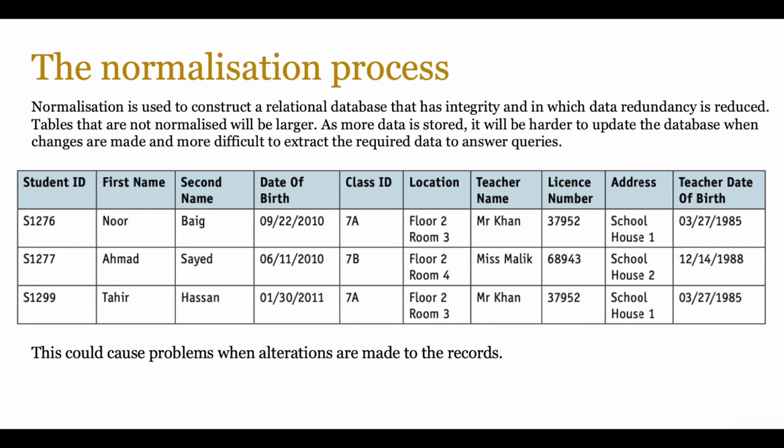And this may cause problems when alterations are made to the records themselves. For example, every time a new student is added, the teacher's name, address, license number, date of birth, and the location of the classroom needs to be added as well. So you're repeating that information.